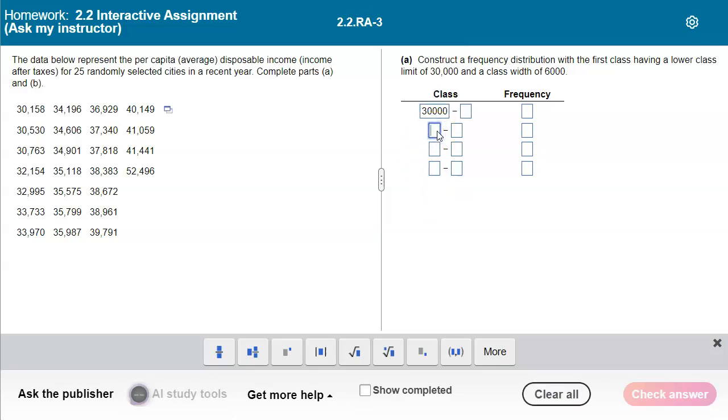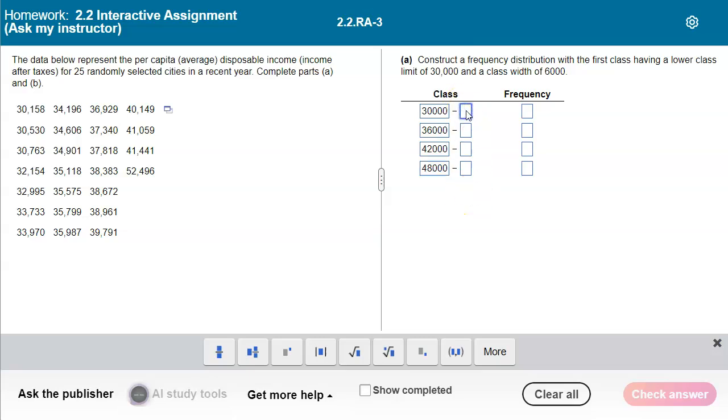The beginning of the next interval will be 6,000 more than that. That's the class width. So in other words, I'm adding 30,000 plus 6,000 to get 36,000. To get the beginning or minimum value of this next interval, I'll add another 6,000. So 36,000 plus 6,000 gives us 42,000. And I continue doing that process until I reach that last class interval.